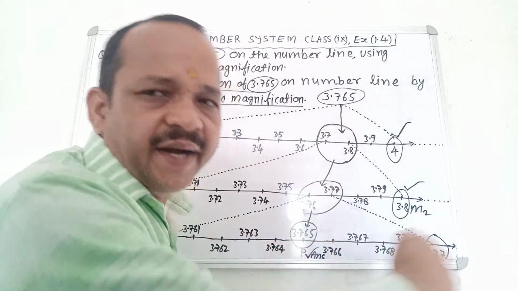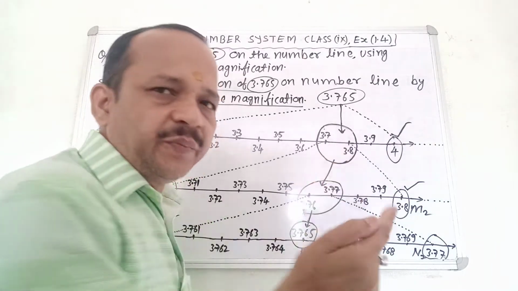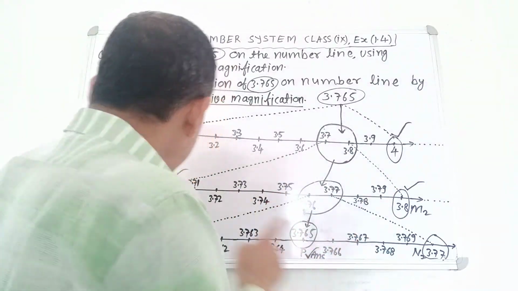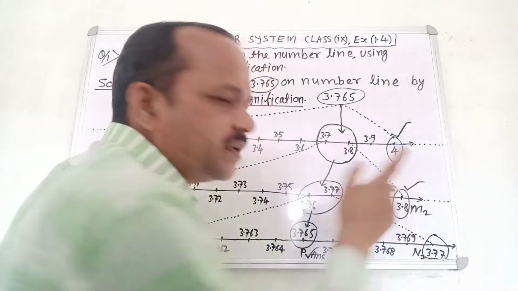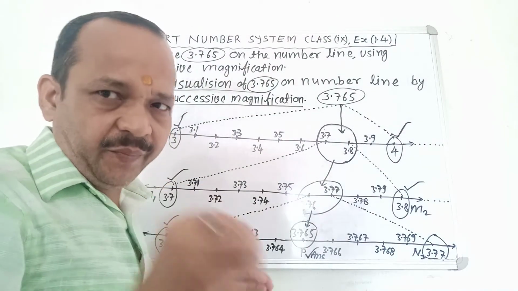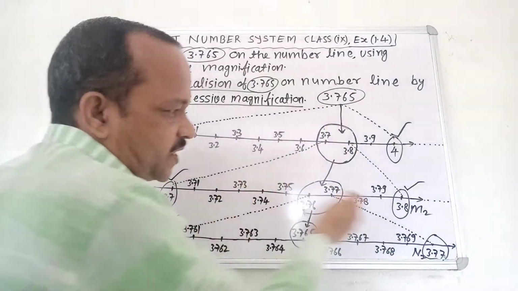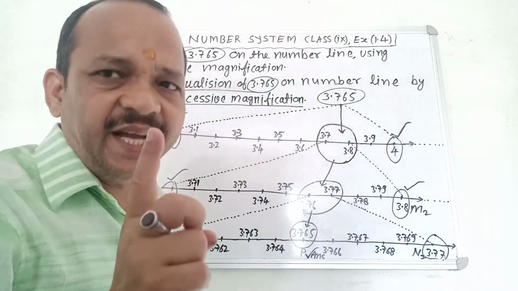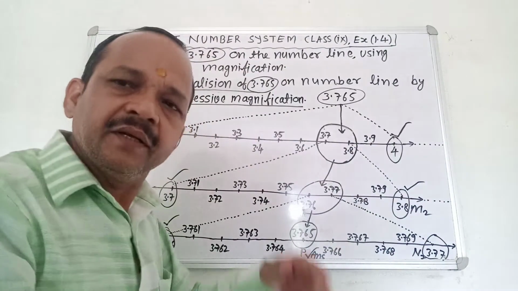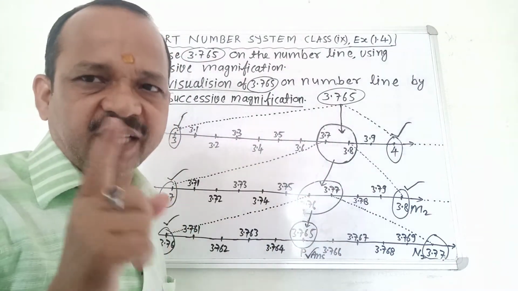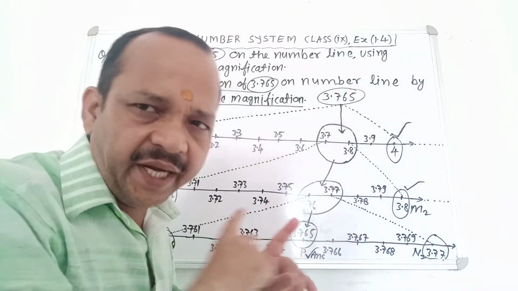Now draw another number line and put 3.7 and 3.8 on it. Here 3.7 and here 3.8. It means 3.765 lies between 3.7 and 3.8. Now divide the distance between 3.7 and 3.8 into 10 equal parts.